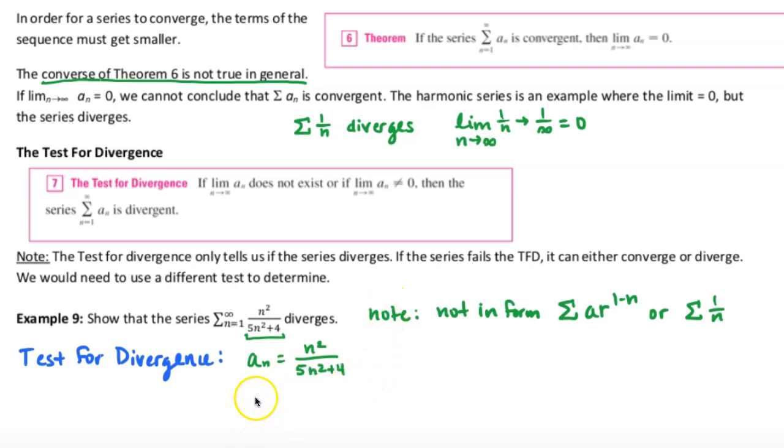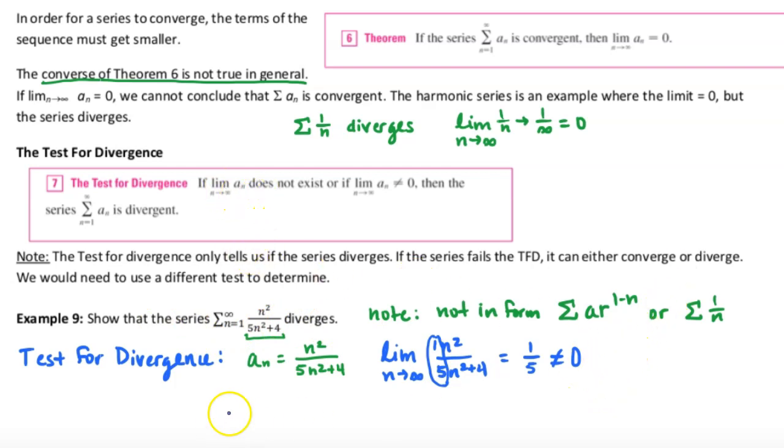And so let's find this limit. And so this is going to be the limit as n approaches infinity of n squared over 5n squared plus 4. Well, I know that if I have the same degree in the numerator and the denominator, my limit is just this fraction of the leading coefficients. And so my limit is just going to be 1/5. And because 1/5 is not equal to 0, I can just say that this series diverges.